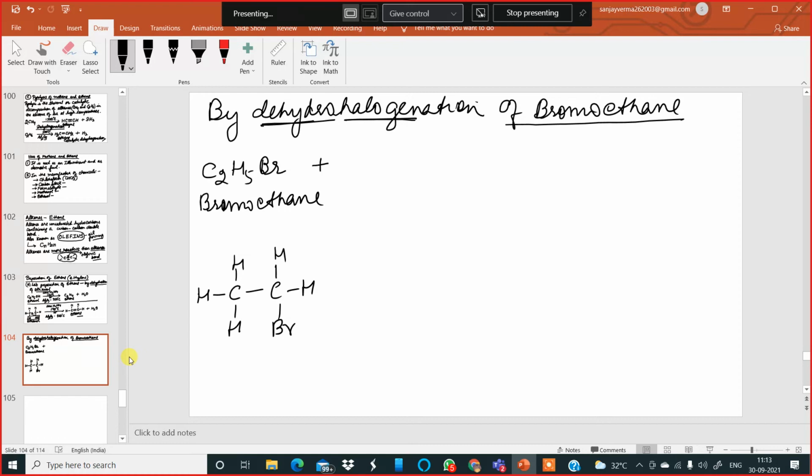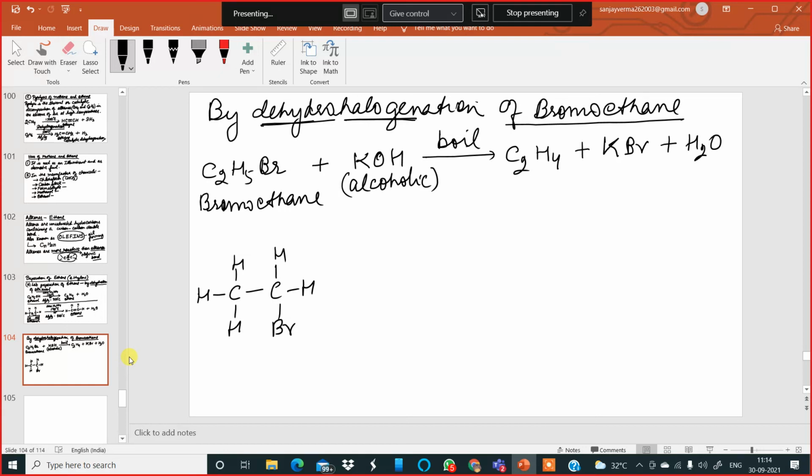Now, when this bromoethane is reacted with alcoholic potassium hydroxide, that is, potassium hydroxide in an alcoholic medium, and the reaction mixture is boiled, it will result in the formation of ethene, C2H4, plus KBr, potassium bromide, plus water. So over here the halogen is out, and hydrogen is also out. This same reaction in the structural form, I'm going to write down the equation.